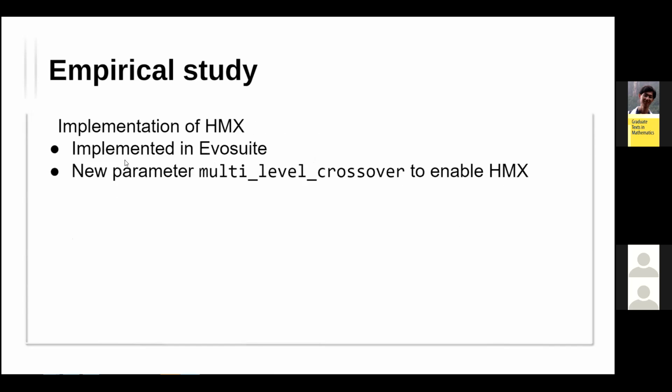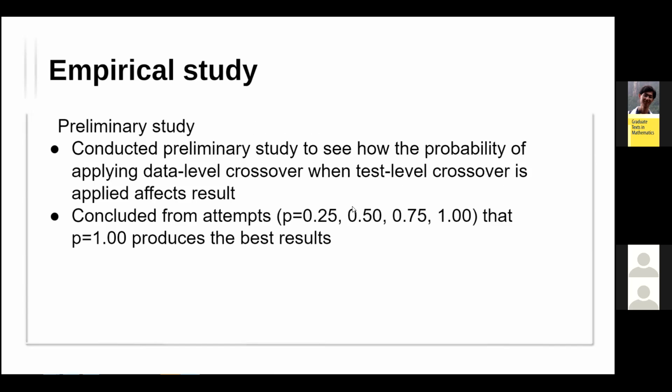This is just talking about the implementation. They implemented it in EvoSuite with a new parameter to enable it. It's just some notes from the authors on how they did it. Finally, they did a preliminary study, because when you apply crossover, there's also a parameter in EvoSuite where you can choose how often crossover happens, apparently. The authors also use a new parameter to indicate how often the data level crossover should happen when the test level crossover happens. So this is what the P is.